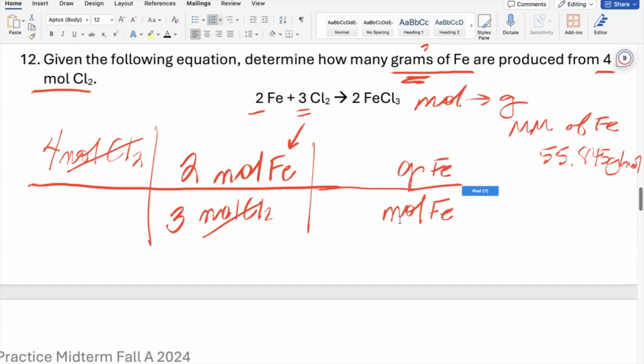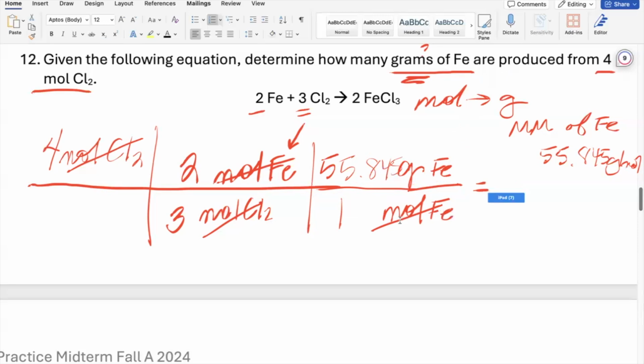The number is married to the gram, and since the gram is on top, that's where the number is going to go, leaving 1 mole on the bottom. Now I'm out of moles of Fe and into grams of Fe, which is what I want for my final answer. So now it's just a matter of plugging this into my calculator.